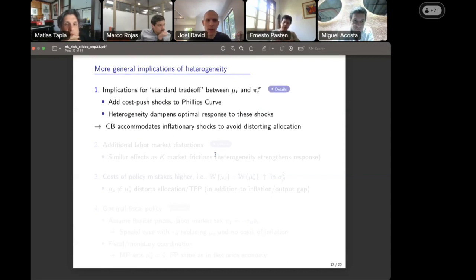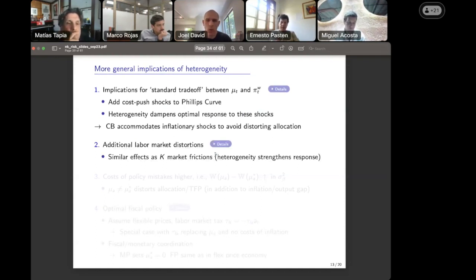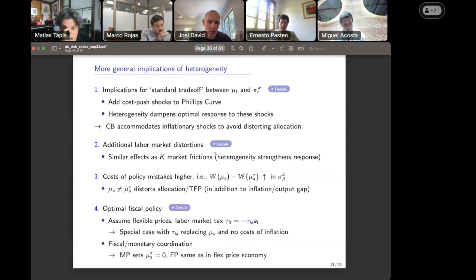Here I'm just showing some other things we do in the paper. We look at how heterogeneity changes the standard trade-off between the output gap and inflation with cost push shocks. We look at labor market distortions instead of capital market distortions. So think about your favorite stories of the labor wedge. We look at fiscal policy. We look at joint optimization between the fiscal and monetary authority. I'm going to skip all the details now so I can have time to show you guys the quantitative results.